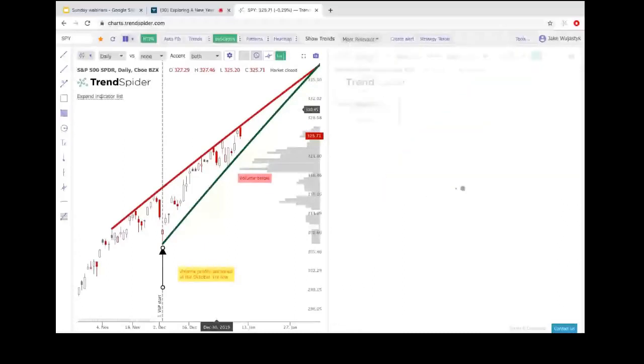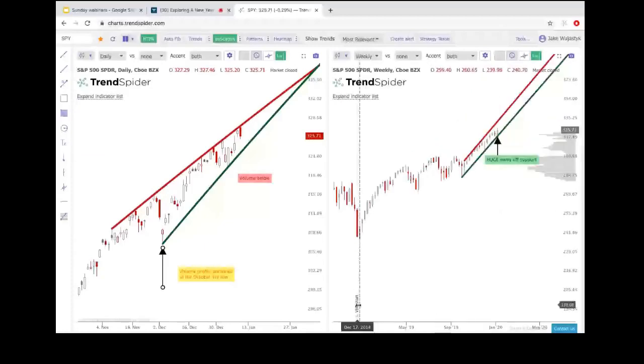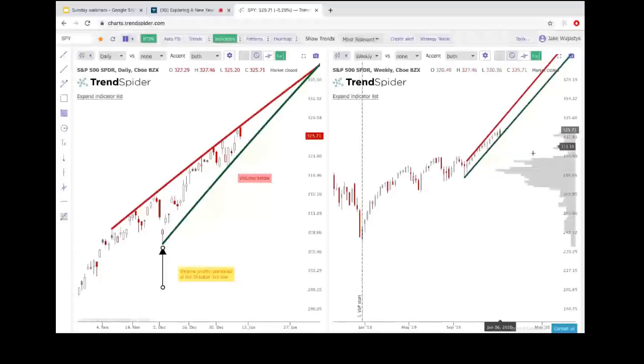We're going to use the anchored volume profile on the weekly, and we're going to anchor it from a further point in time. So if, let's say, we anchor it simply from the December 24th low here, you can see how much volume is currently holding in profit.